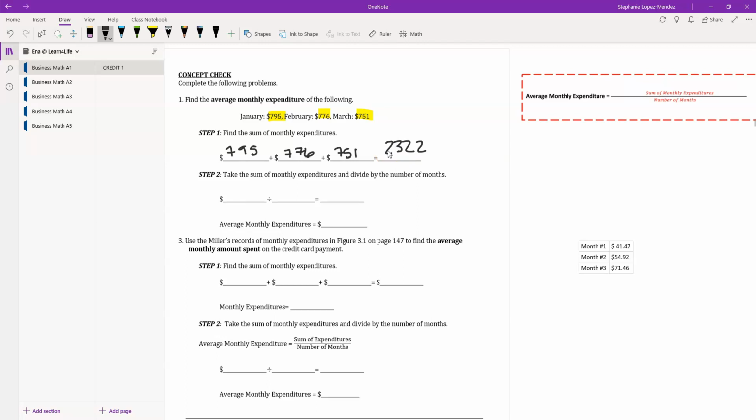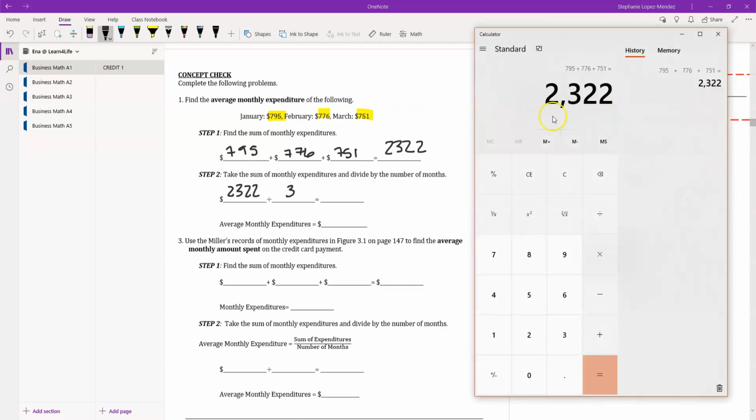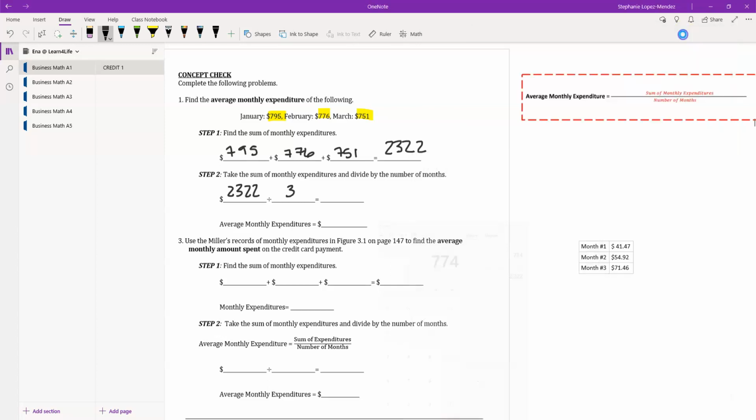Our step number 2 is to take the sum of monthly expenditures and divide it by the number of months. So the sum of monthly expenditures is what we just found, which is $2,322. We divide it by the number of months. We have January, February, and March. That is 3 months, right? We'll go ahead and do the division. So we had 2,322 divided by 3 months. That gives us a result of $774. So our average monthly expenditure then is $774.